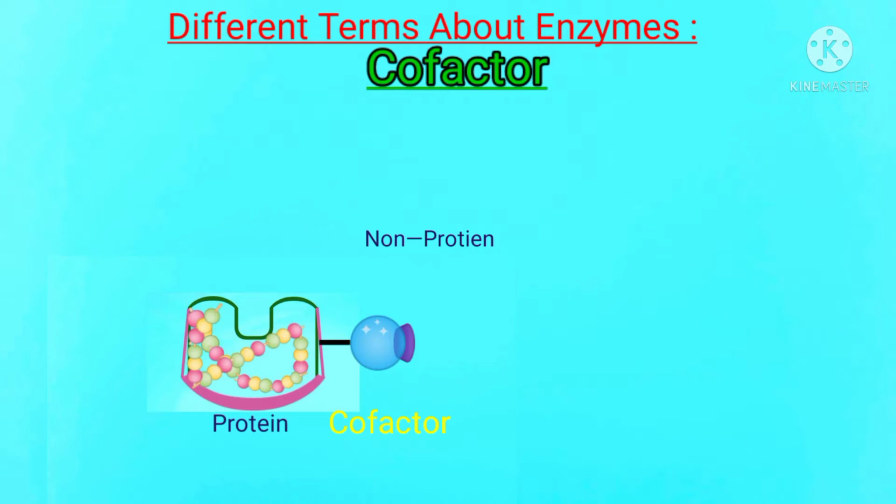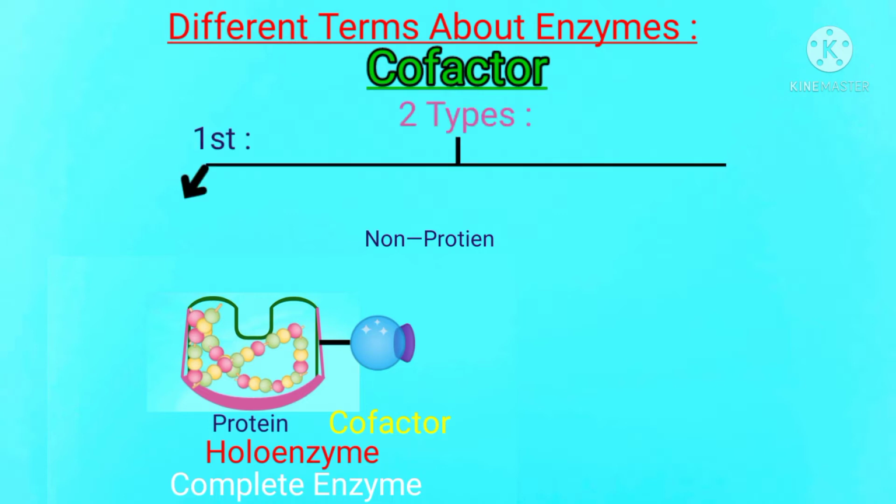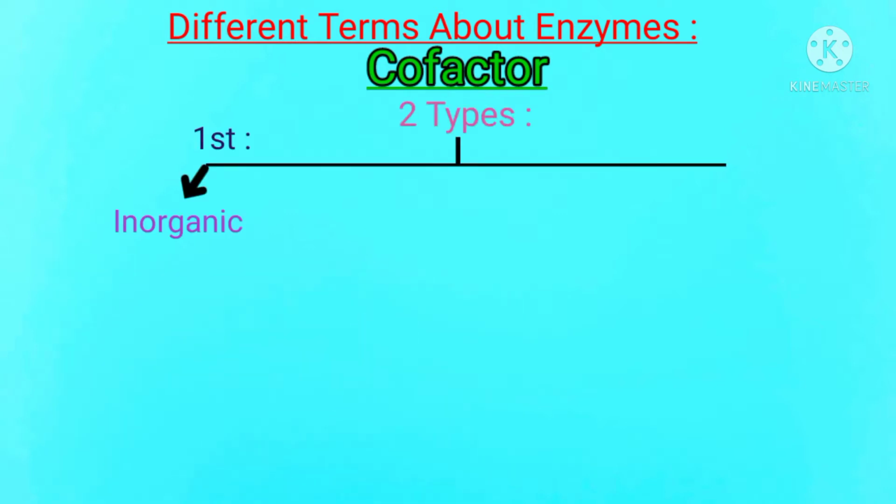Due to this cofactor, this enzyme would become a complete enzyme. And now this complete enzyme, we can also name as holoenzyme. The cofactors are of two types. The first ones are inorganic and the second type is organic.